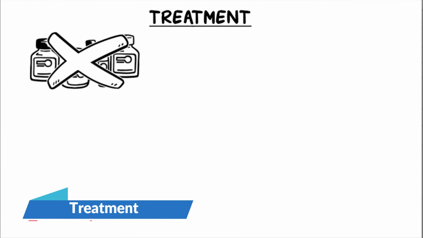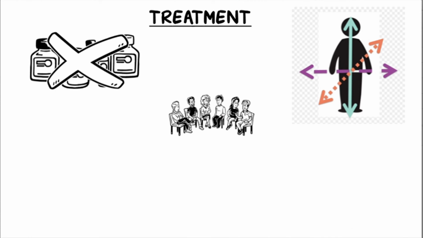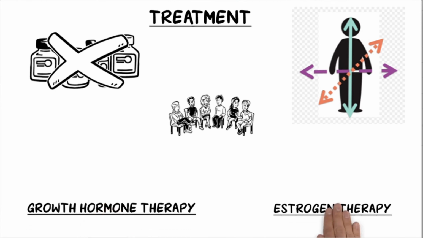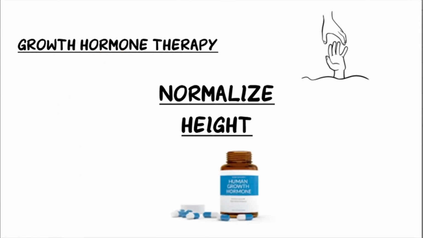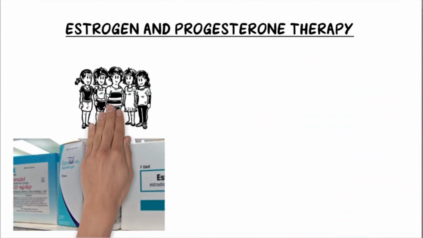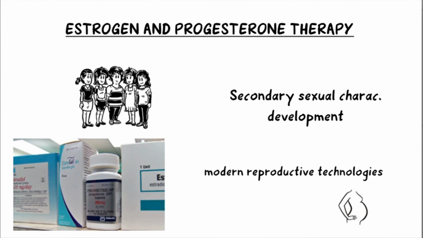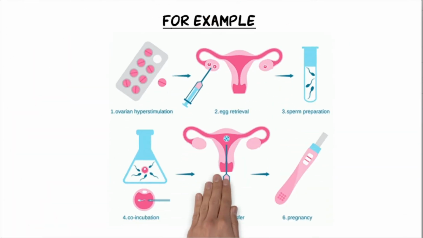There is no cure for Turner syndrome, but therapies have been developed that can improve physical development. The primary therapies for affected individuals are growth hormone therapy and estrogen therapy. Individuals with Turner syndrome may benefit from growth hormone therapy, which can help to normalize height. Estrogen and progesterone replacement therapy will generally promote puberty and the development of secondary sexual characteristics. Modern reproductive technologies have also been used to help women with Turner syndrome become pregnant if they desire. For example, a donor egg can be used to create an embryo, which is carried by the Turner syndrome woman.